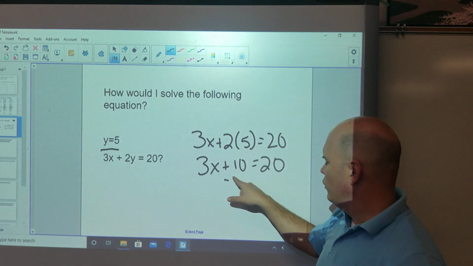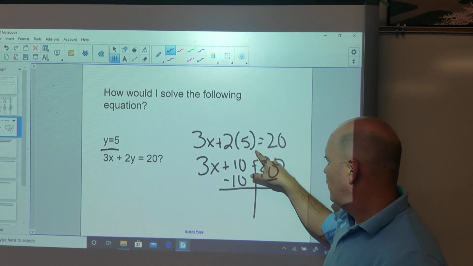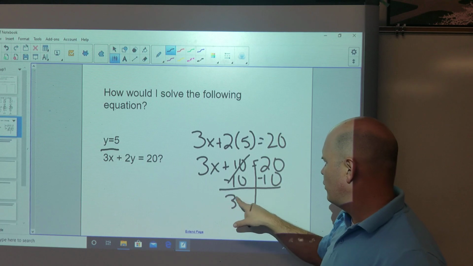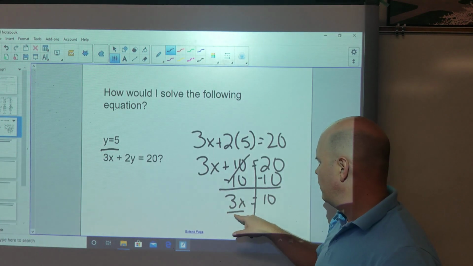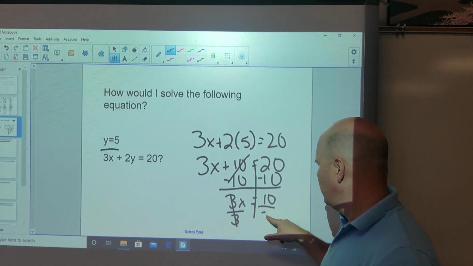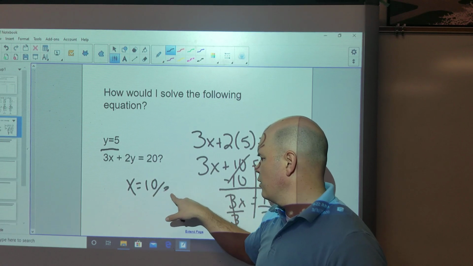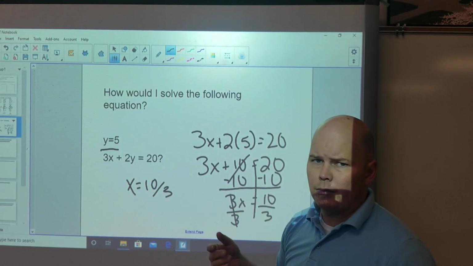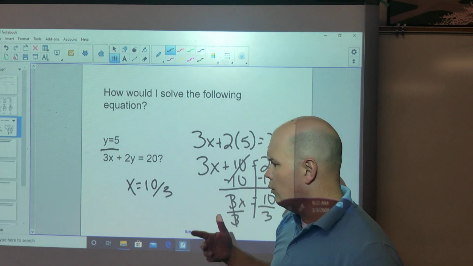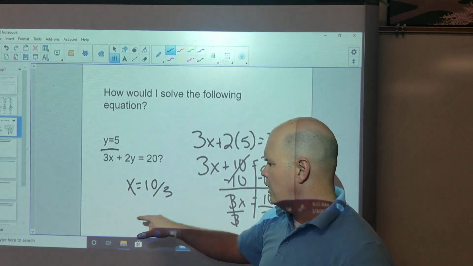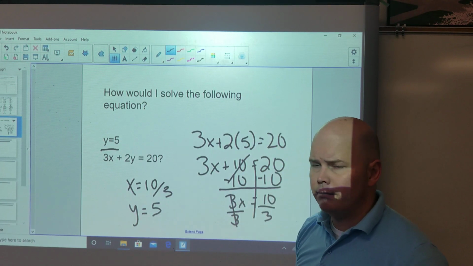Okay, I'm going to isolate my x by taking the opposite of the 10. That goes away, and I'm left with 3x equals 10. And then to get the x by itself, I divide. There's 1, and I'm left with x equals 10 thirds. Now I would leave it in fractional form, just so you stay in the habit of keeping it there. If you want to unmix it, you can, but leave it in fractional form for most purposes. My y, of course, would be 5.